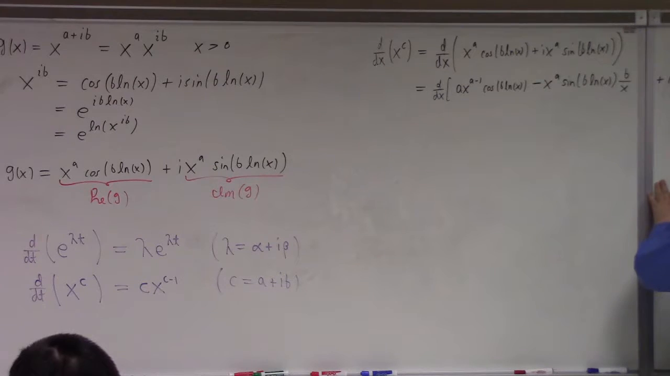Let's see here. Plus i x to the a cosine of b log x.